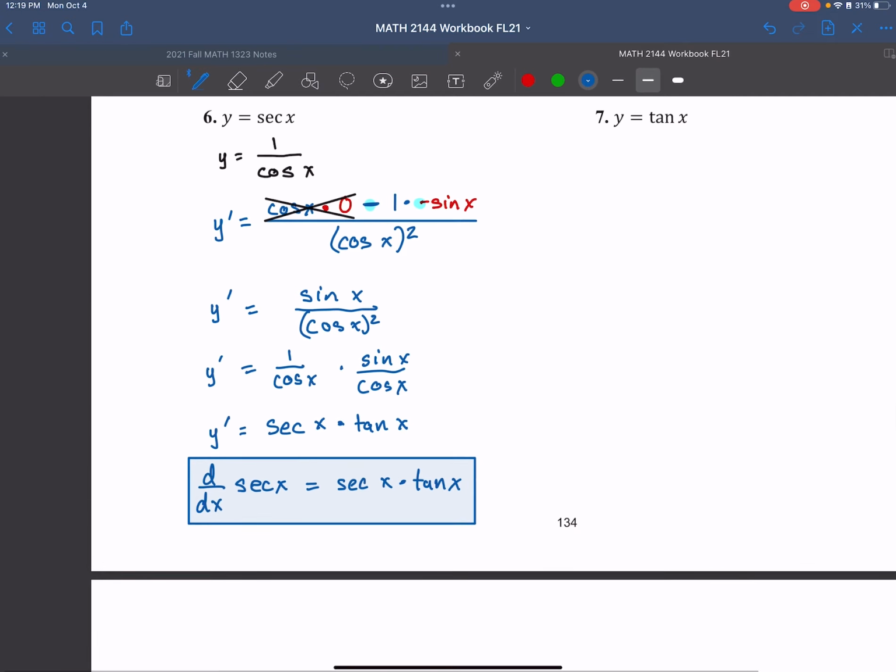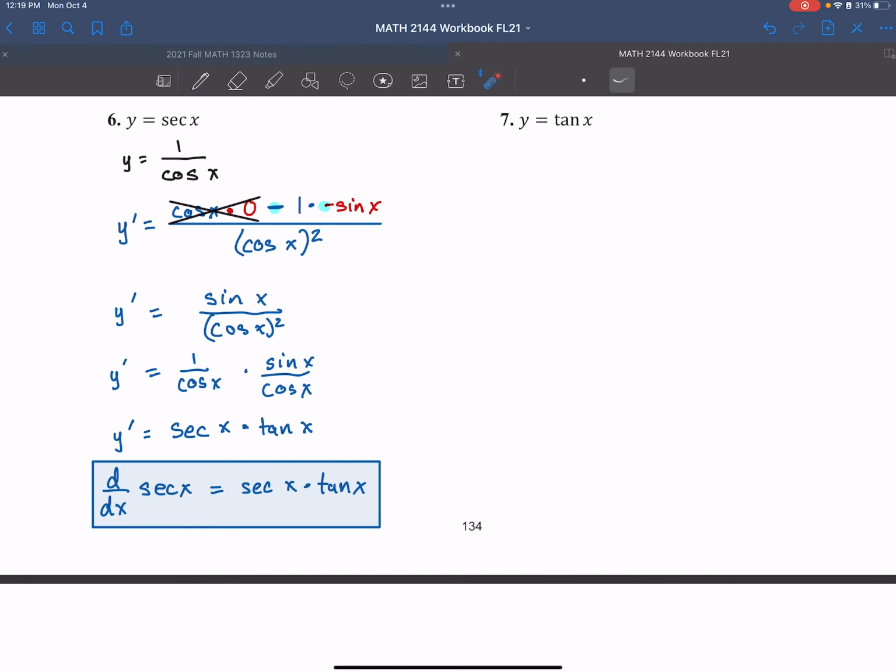Notice also that there's that pattern that when you considered cosecant, it was cosecant, cotangent. So when it's secant, tangent. And remember that the derivative of cosecant also had the negative. So any questions on this one right here?